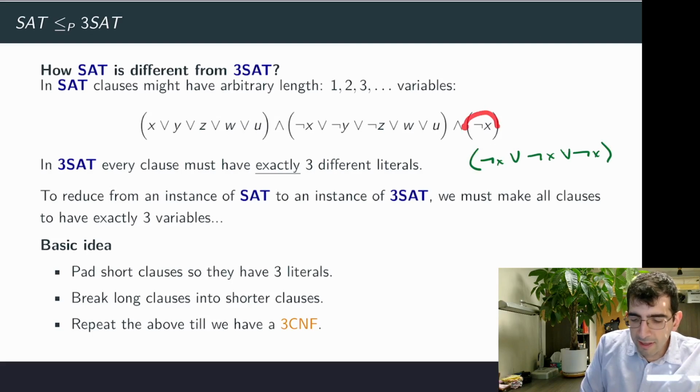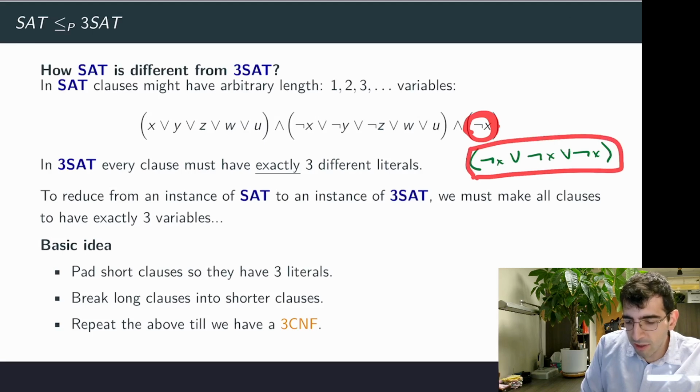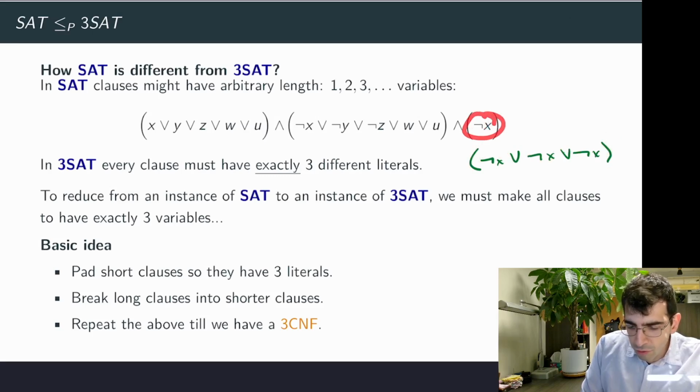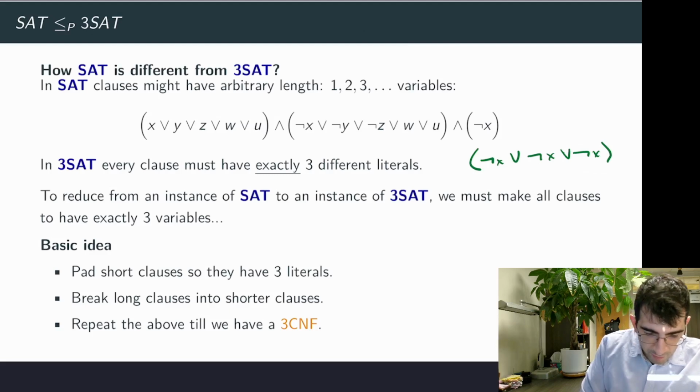And so for any clause with fewer than 3 literals, you could simply pad it with an extra literal. Okay? So if this clause is satisfiable, if it evaluates to true, then this clause will also evaluate to true. If this clause does not evaluate to true, then this clause will not evaluate to true either. Right? Okay, so we know how to handle that.